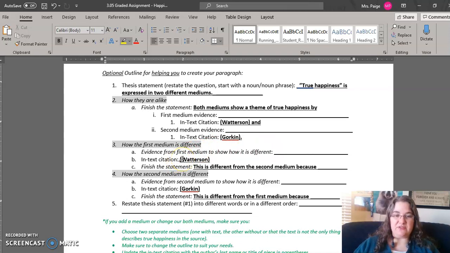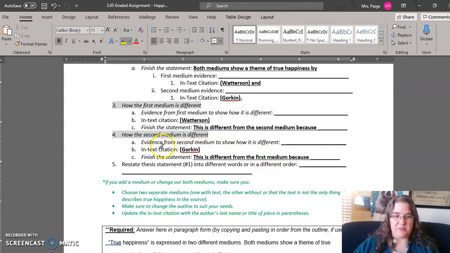I've already given you your in-text citation, and then you complete this statement. This is different from the second medium because, and explain why this quote makes it different from the poem. And then you do the same thing for the poem. So a quote or evidence here that shows it's different from the comic strip, in-text citation is given, and then complete the statement. This is different from the first medium because why? Tell me why this makes it different than the comic strip.